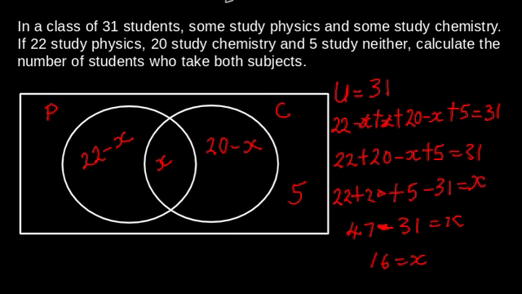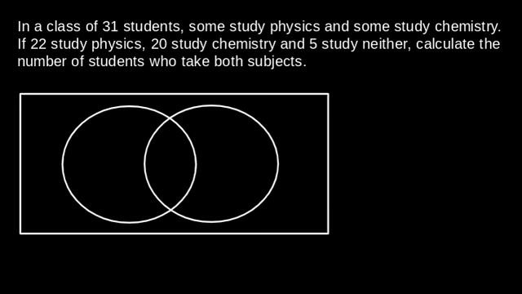So we can now place the right values in the correct position and see if we got our answer correct. X equals 16. All right, so this is P again. This is C. This will be 16. Remember, this is 22 minus X, which is 22 minus 16. And that would give us 6. This should be 20 minus 16. This should give us 4. And here we have 5. And the total number equals 31.